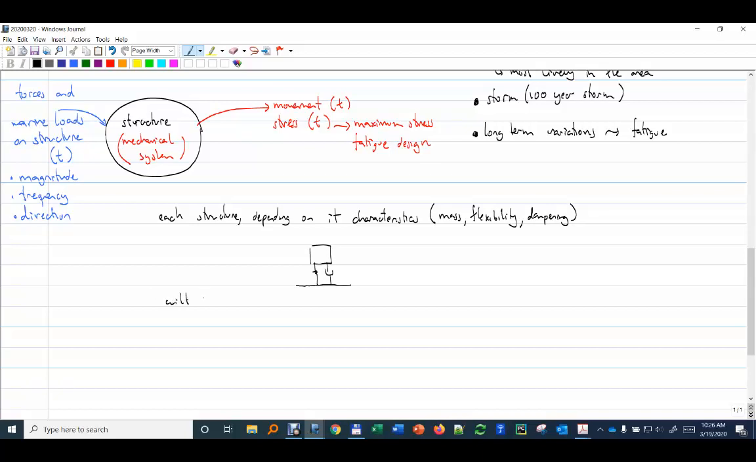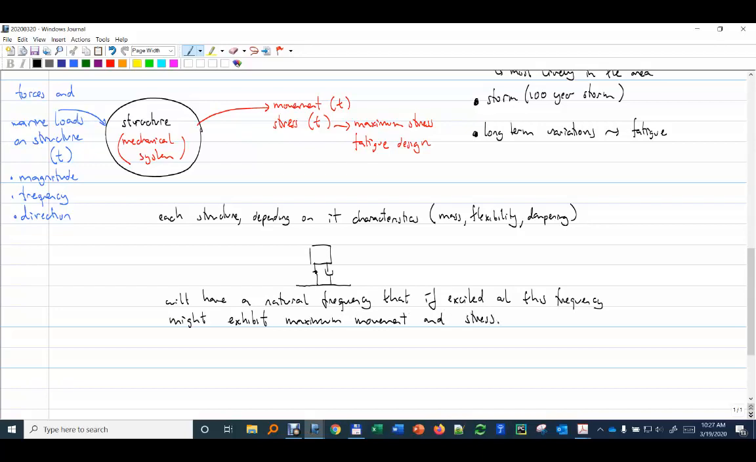We'll exhibit a natural frequency that, if excited at this frequency, might exhibit maximum movement and stress. Okay, what we call the natural frequency. That's a term we have.